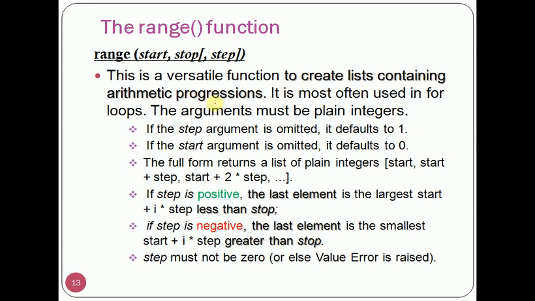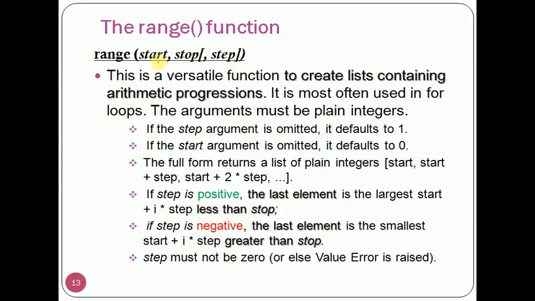Arithmetical progression means a list of numbers is produced starting from a particular value, then based on a step value or common difference, it generates each value in the list till it reaches a terminating point. So this range function can be used for producing an arithmetical progression. It has three arguments: start, stop and step value. Then this step value is optional.